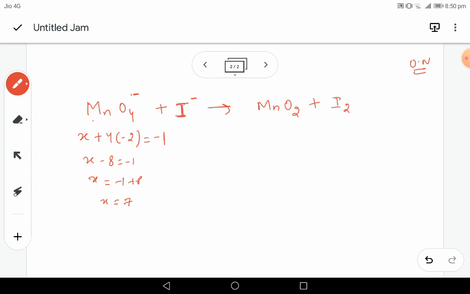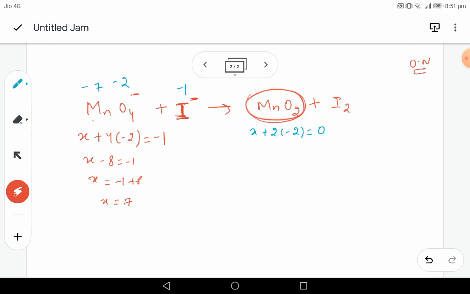Iodide is only a single ion with a charge of minus 1, so its oxidation number will be equal to the charge, that is minus 1. So this is plus 7 and minus 2. If we move on to MnO2, we are more confident about O. So Mn we take to be X, plus 2 oxygen at minus 2 each, is equal to 0. Now why am I writing it as 0? Because you can see the compound is neutral over here. It doesn't carry any charge.